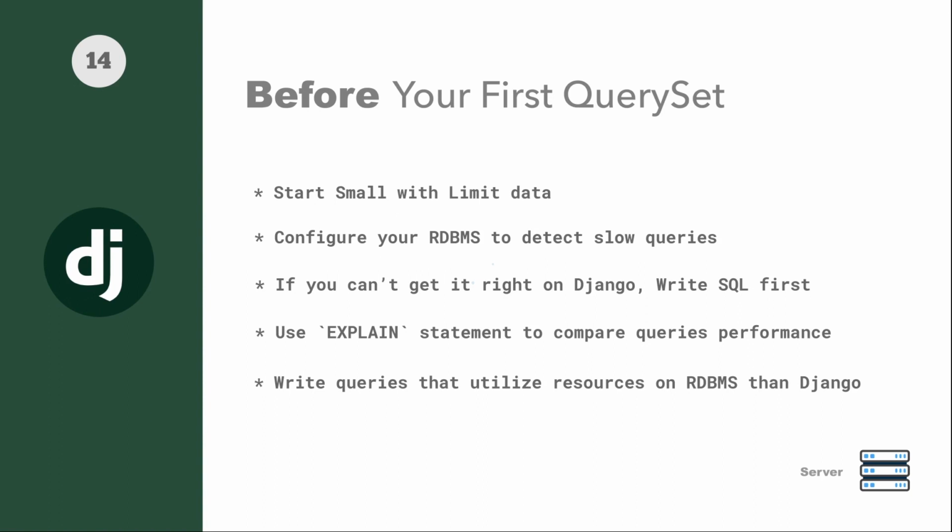It's also recommended to use the EXPLAIN statement to compare query performance. If you're having a slow query set in Django, you can write different queries in SQL, compare which one is faster, and then translate the SQL queries to Django QuerySet. And last, you can also write queries that utilize resources on your RDBMS rather than Django. By that I mean you don't always have to write a table, you can create a view in your database management system and then use that view in Django, whether it's an updatable view, which means a view that can be read and written, or the generic view that can only be read.